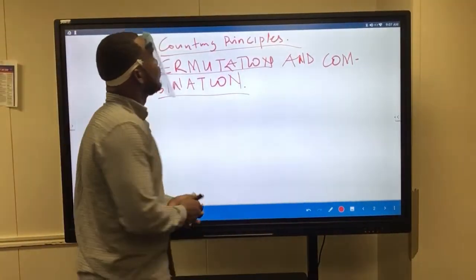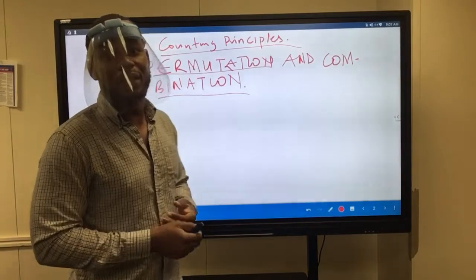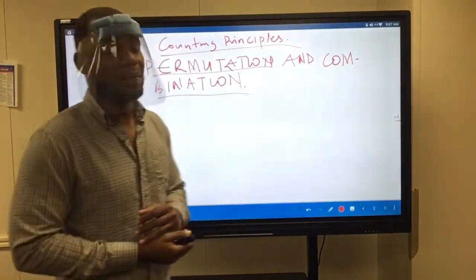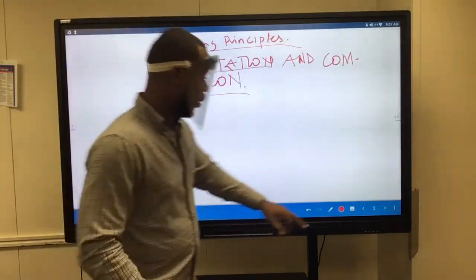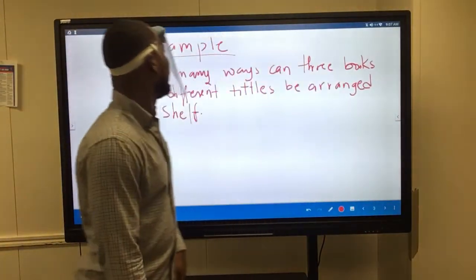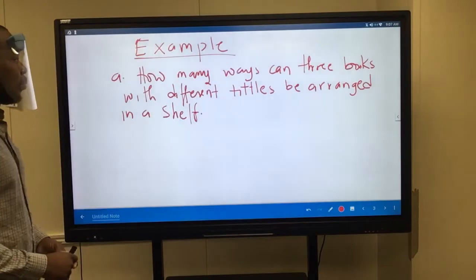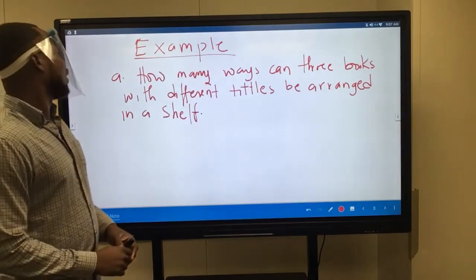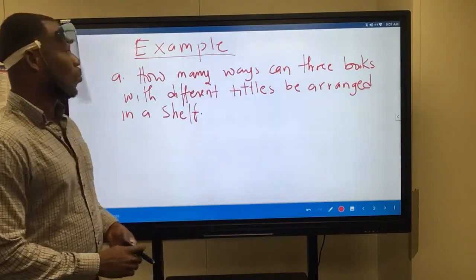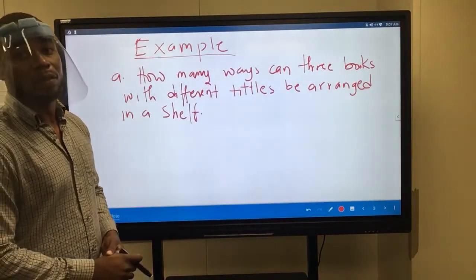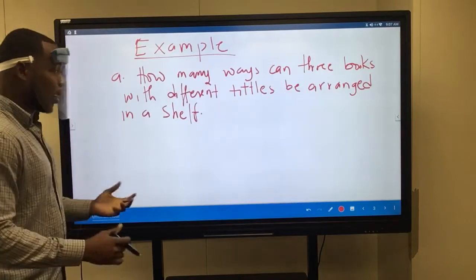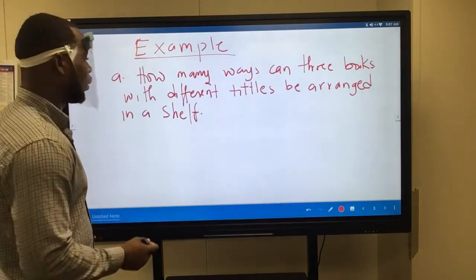Alright guys, so today we are looking at counting principles, and we're looking at permutations and combinations. Let's use an example. How many ways can 3 books with different titles be arranged on a shelf? So, we are counting, we are looking at arrangements.